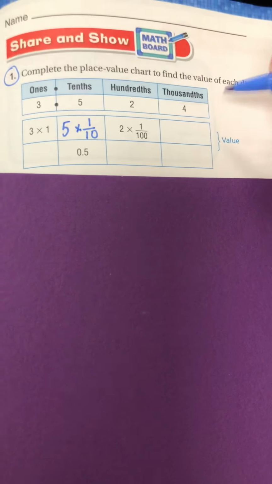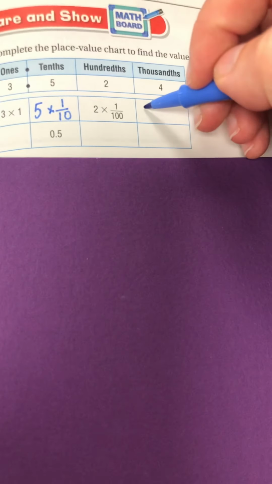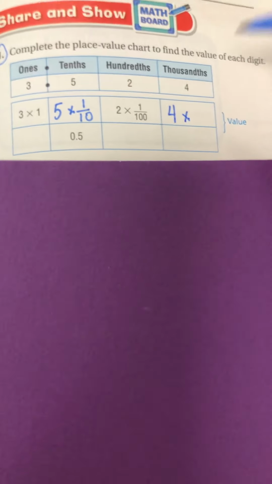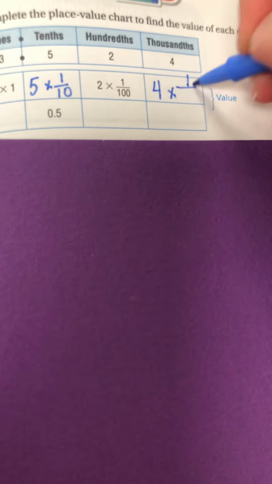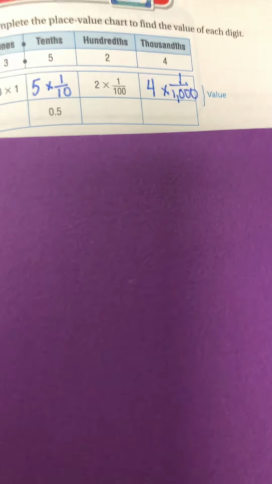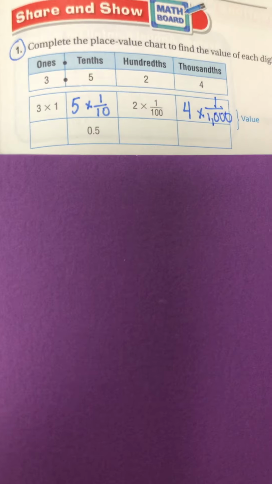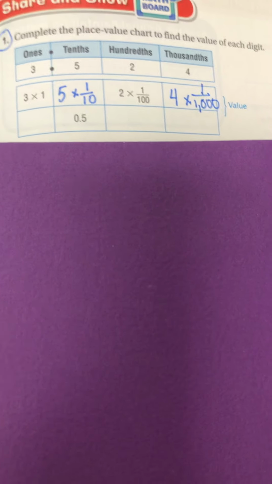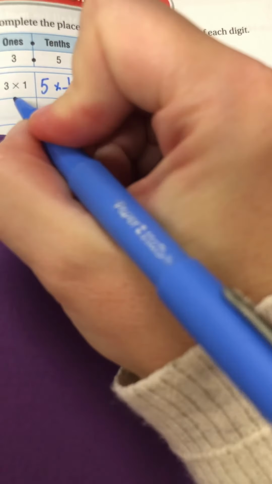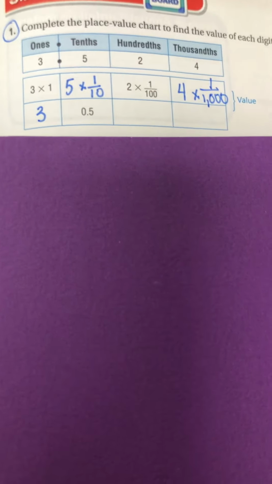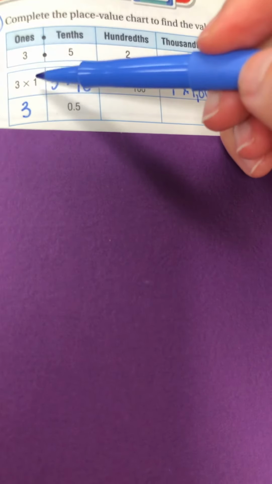So that would mean that the 4 would be 4 times 1/1000th. Okay, so if we were to do it another way, putting it into decimal form, the 3, there's no decimal, it's a whole number. So the 3 is just 3, okay? Again, it's like equaling 3 times 1, 3.